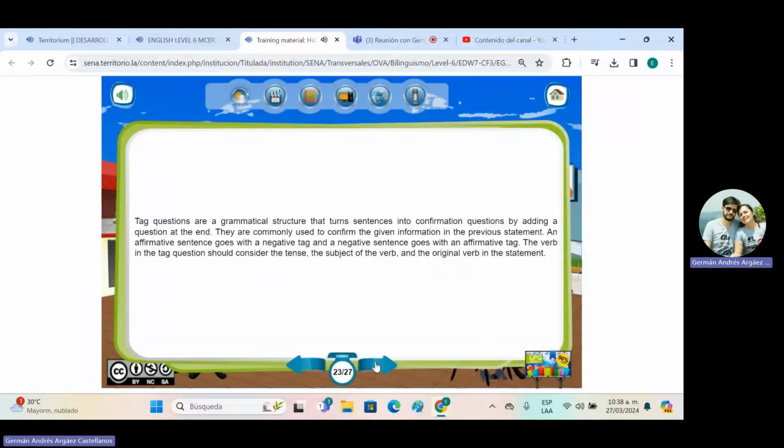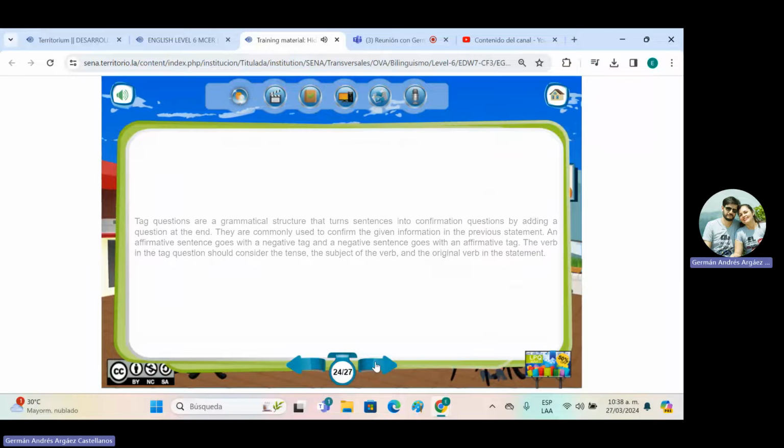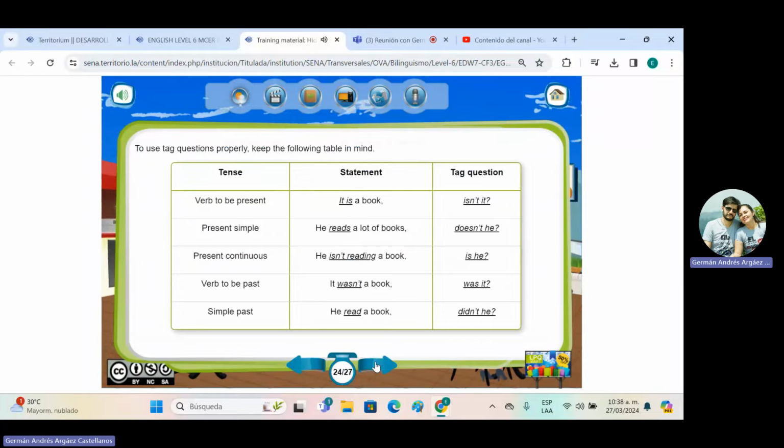Tag questions are a grammatical structure that turns sentences into confirmation questions by adding a question at the end. They are commonly used to confirm the given information in the previous statement. An affirmative sentence goes with a negative tag, and a negative sentence goes with an affirmative tag. The verb in the tag question should consider the tense, the subject of the verb, and the original verb in the statement. To use tag questions properly, keep the following table in mind.